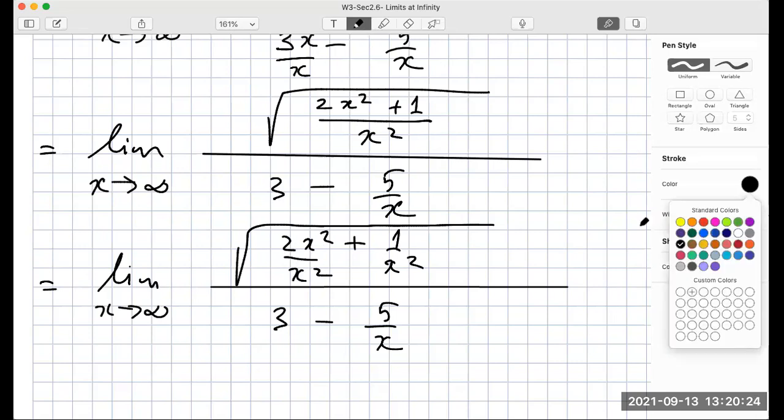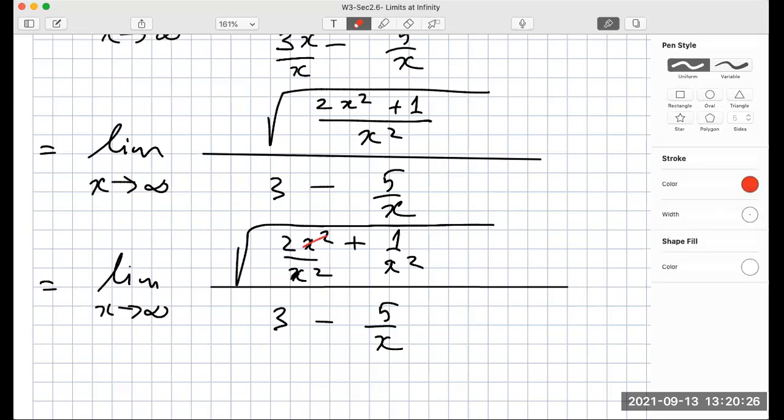Then we apply the limit of a quotient first, then apply the properties of a limit of a radical sign. We put the limit inside, right?